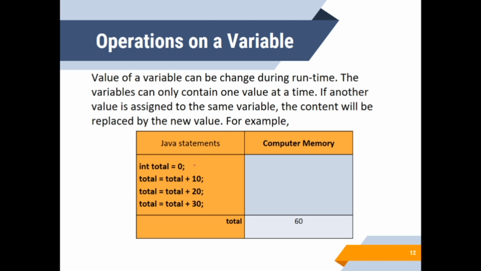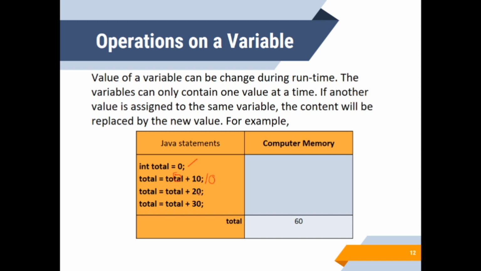Look at this example. We start with the value integer total equal to 0. Then we have the expression, or Java statement, total equal to total plus 10. The initial value of total is 0. You put 0 here, so total equal to 0 plus 10. So the new value of total now is 10.